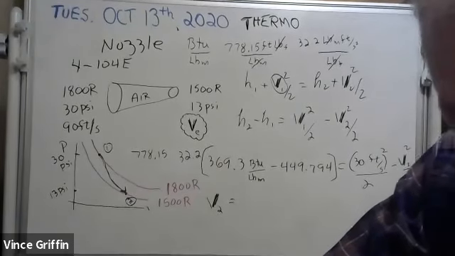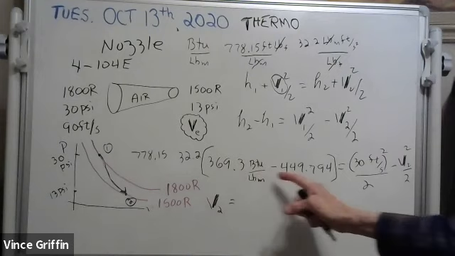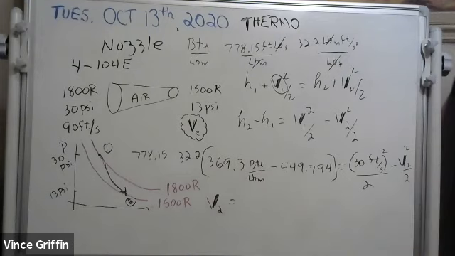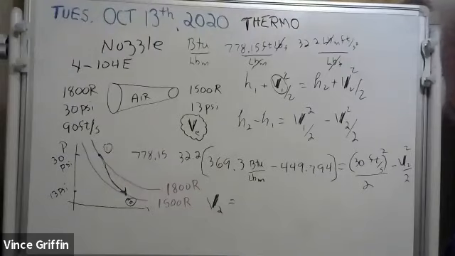How about Alex? Alex, unmute and say hello. Hello. Hey, Alex, have you plugged all this in and gotten that exit velocity yet? I've gotten a number. What'd you get? I got 4,535 feet per second. Well, that's not what I got. Okay, I'll try it again. Your square root. You gotta take a square root. I thought I did.